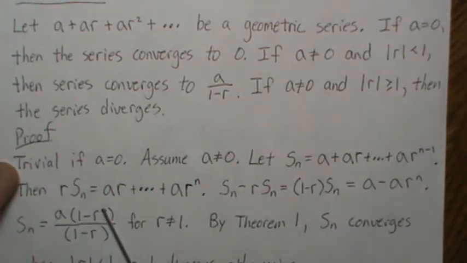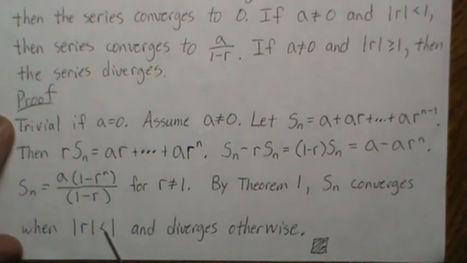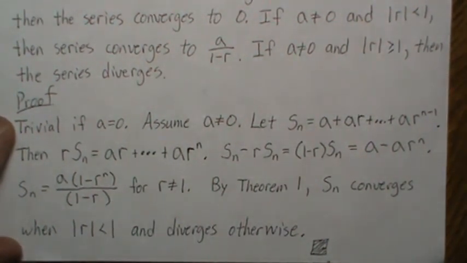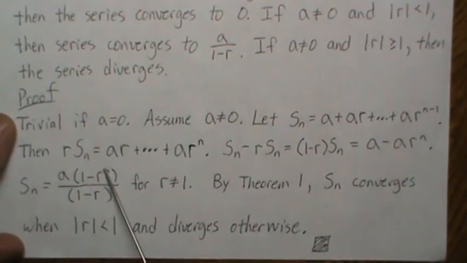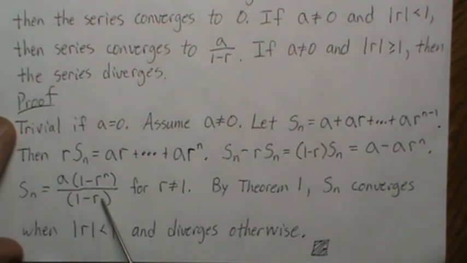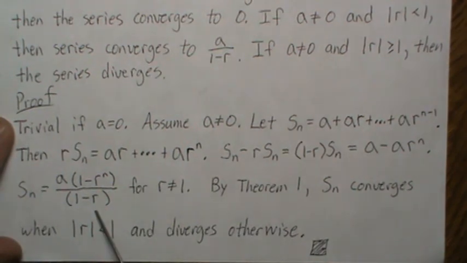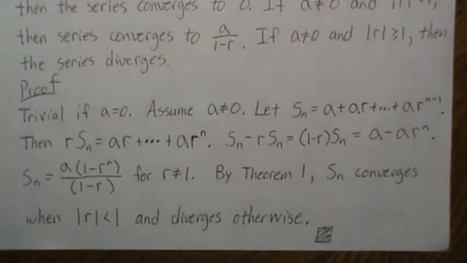Well, from theorem 1, R to the n converges when the absolute value of R is less than or equal to 1, and diverges otherwise, right? Because whether this converges is simply based on this. So if this blows up to infinity, the whole thing doesn't converge. If it converges, then this whole thing converges. And so anyway, that's the proof of the geometric series.